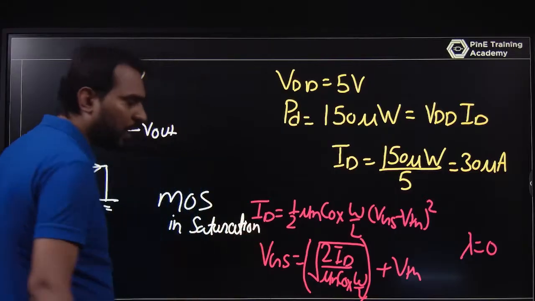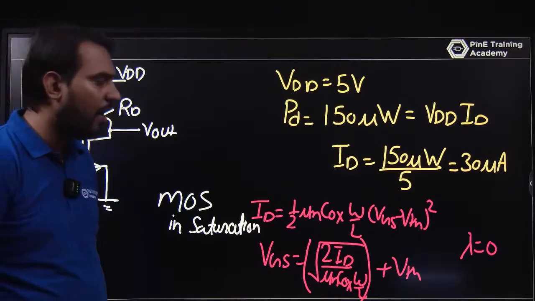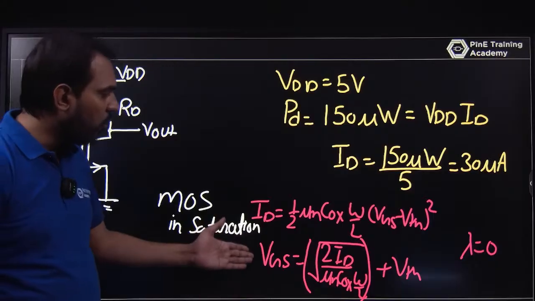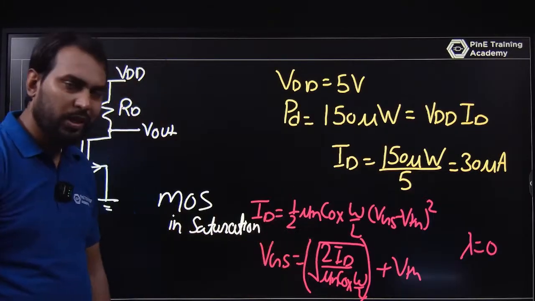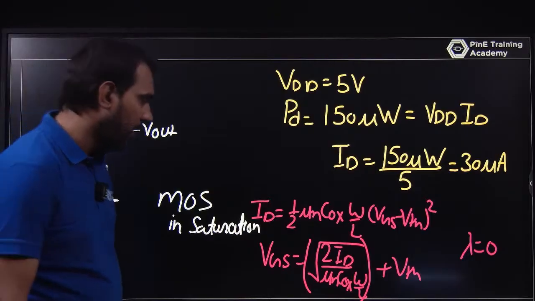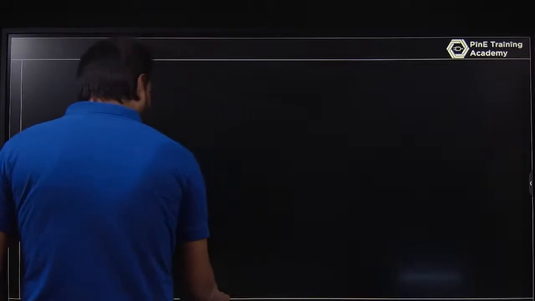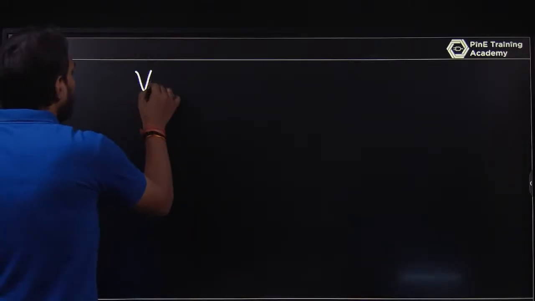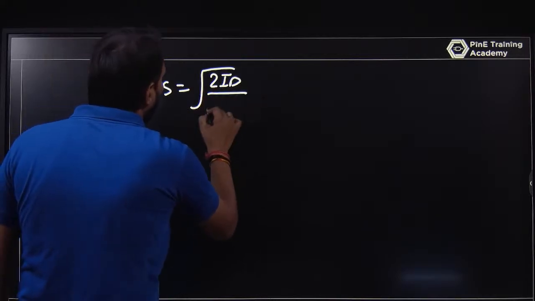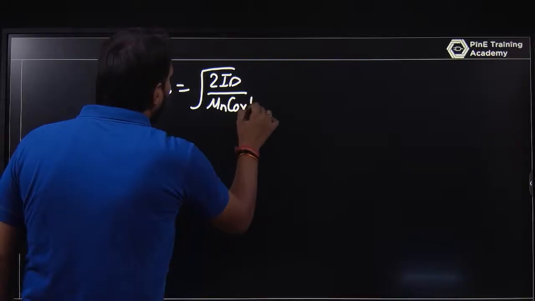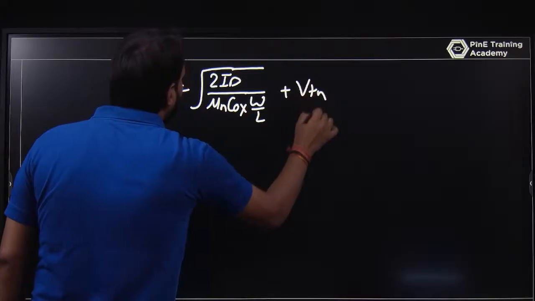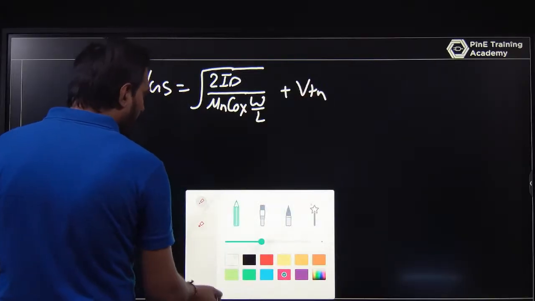If the MOSFET is in saturation, this is the equation: ID is equal to half mu n COX W by L times (VGS minus VTH) whole square. On the basis of that, you can write VGS is equal to under root 2 ID upon mu n COX W by L, plus VTH. Okay, just solve this.